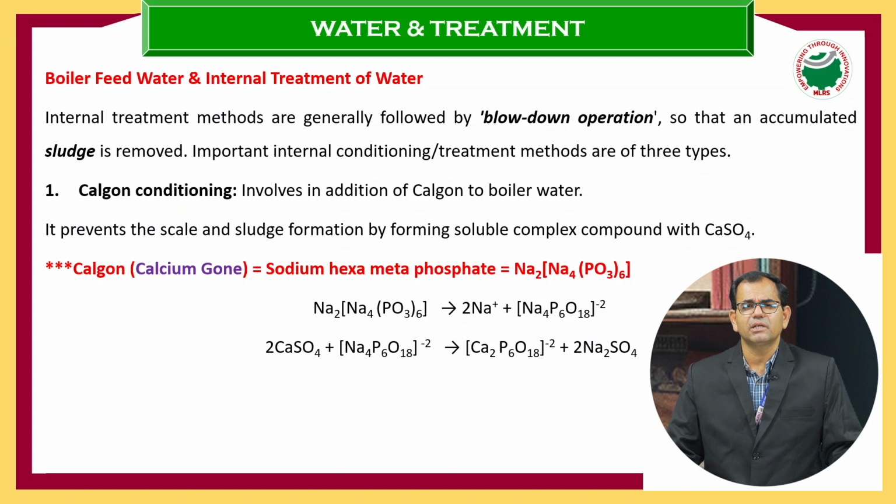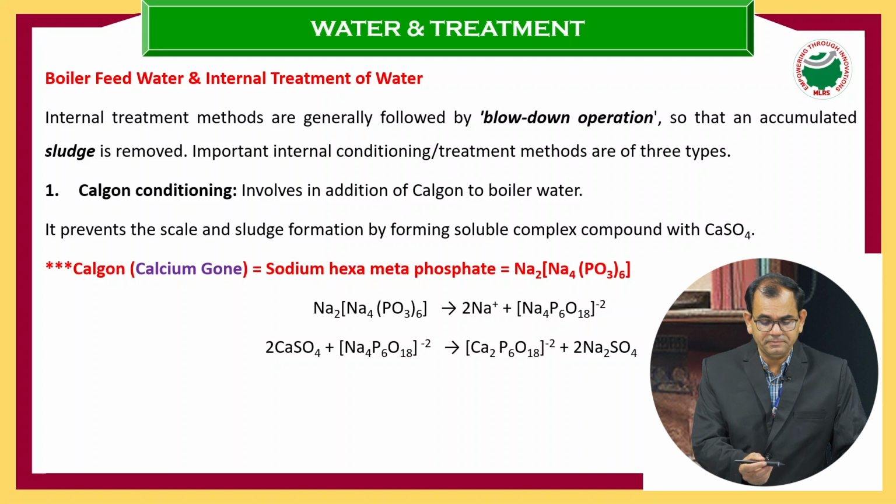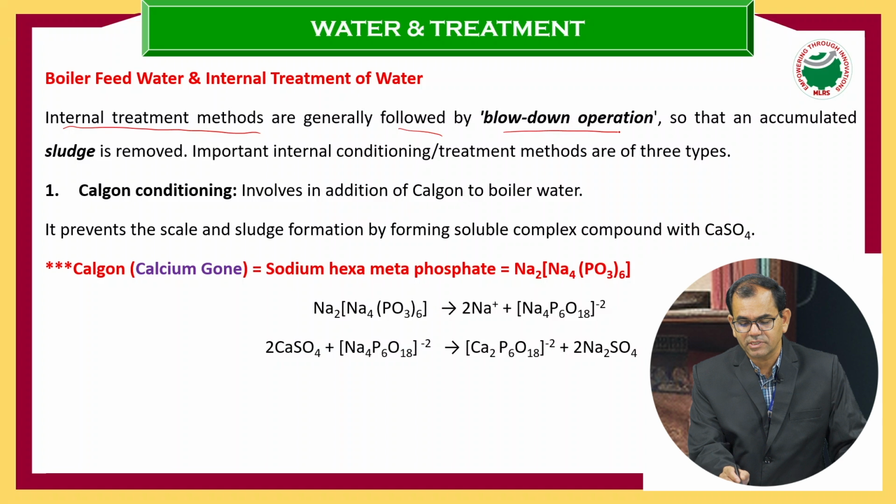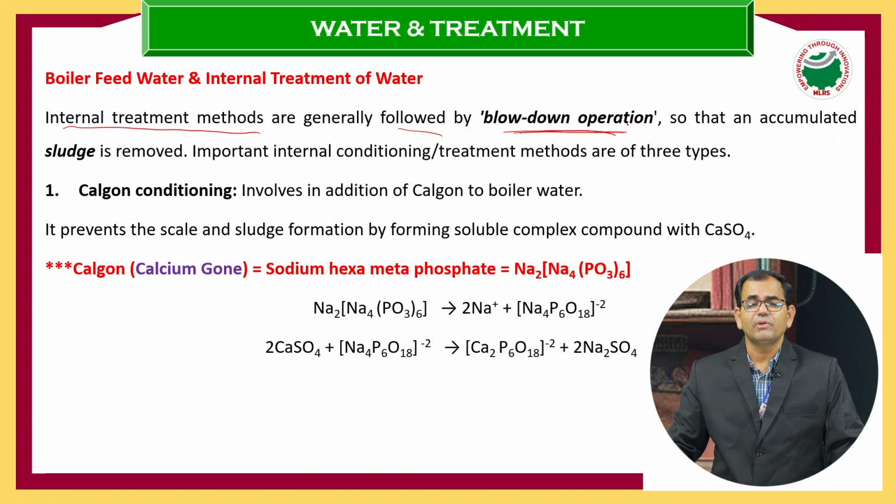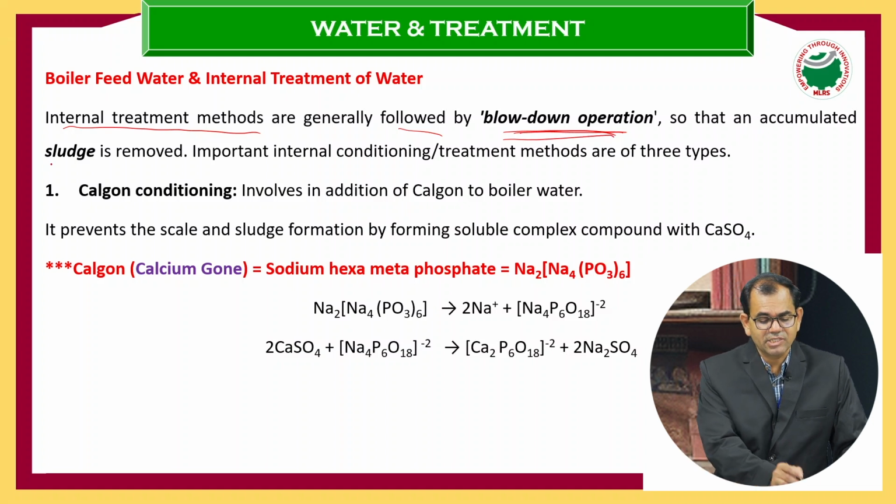Now let us briefly discuss how to overcome those issues. There are several methods for the treatment of boiler. The major treatment methods are internal treatment methods, which are generally followed by the blow down operation. Blow down operation is nothing but sending a huge high pressure steam, and with the high pressure steam, whatever scale or sludge or impurities are there inside the boiler will be easily blown down or wiped out. That is how the blow down operation works, so that the accumulated sludge is removed.